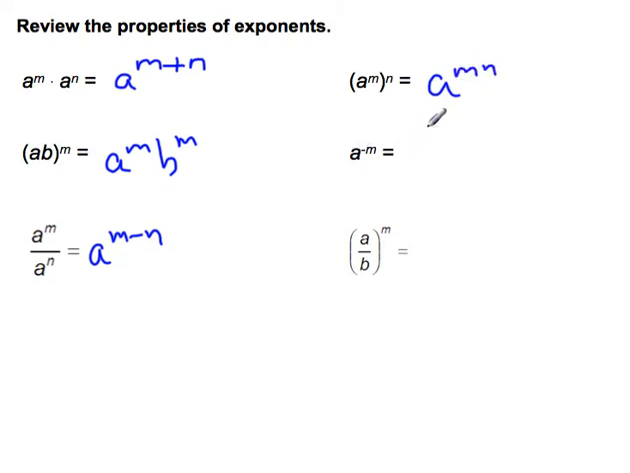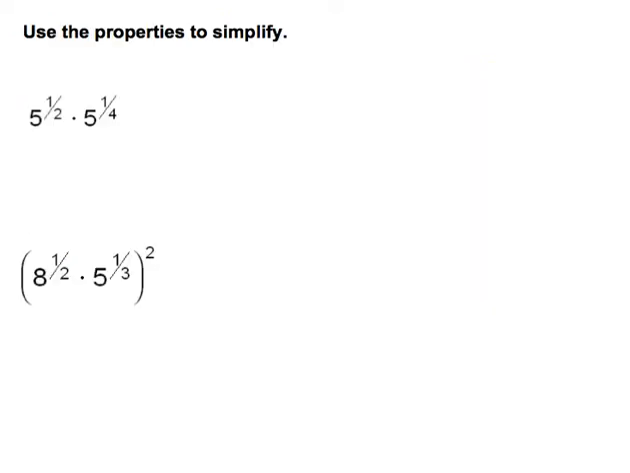Negative exponent, we put it on the bottom of a fraction. So it would be 1 over a to the positive m. And then here again, you distribute the m onto both things in the parentheses. A to the m over b to the m. We're going to use those properties to simplify when we have rational exponents.